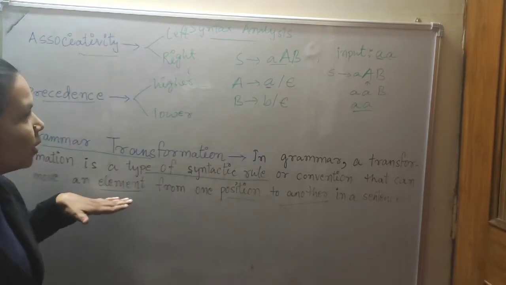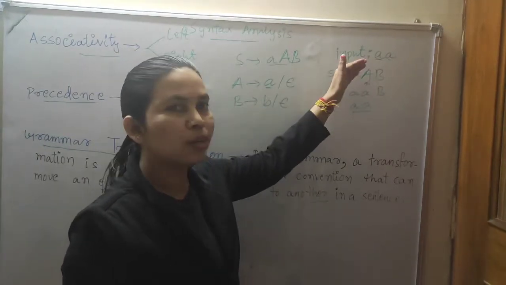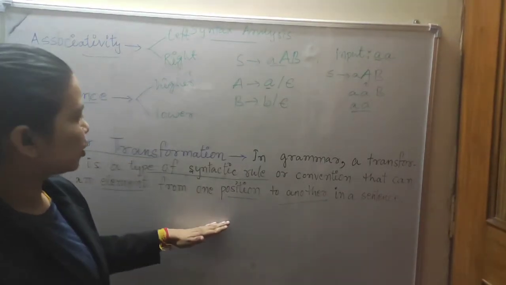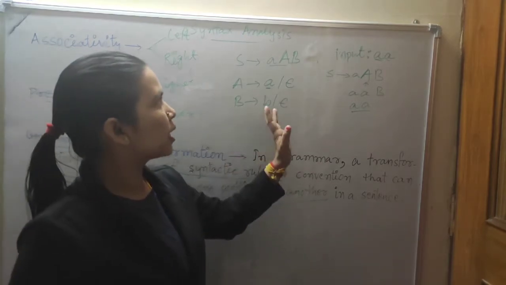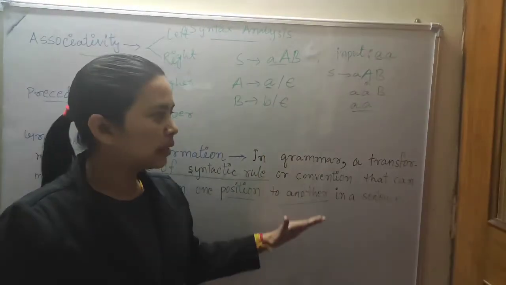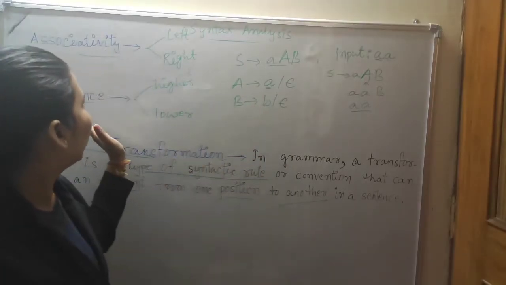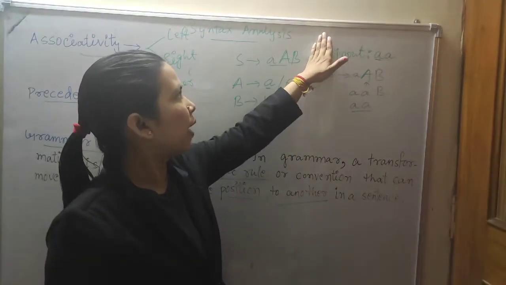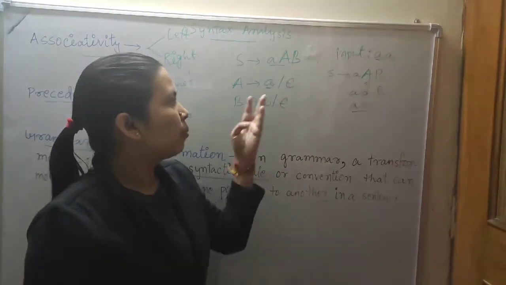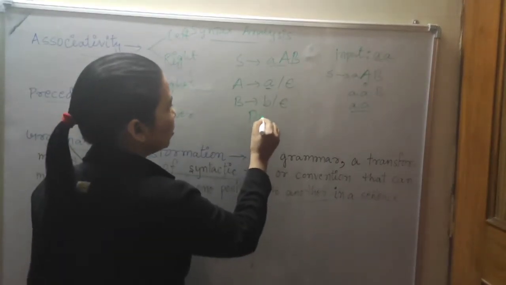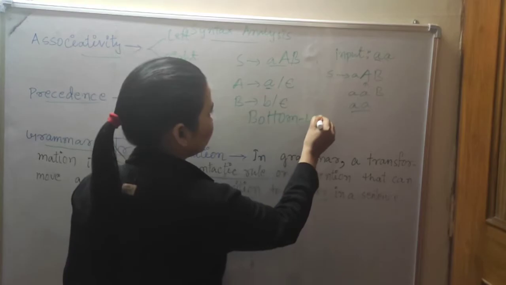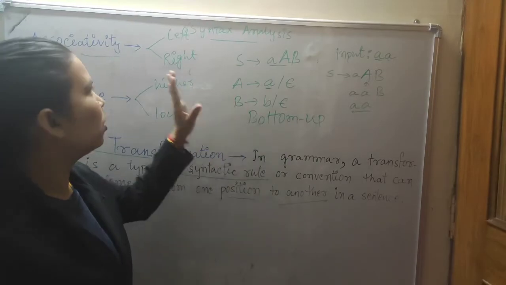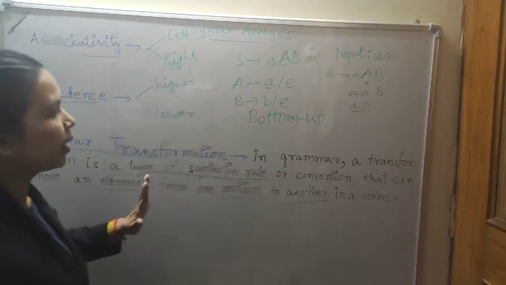Whenever we move elements from one position to another position in a sentence, it is called a grammar transformation. These are the topics left from syntax analysis. I didn't cover it, so that is why now I have completed syntax analysis from the UGC syllabus and exams. Okay, the syllabus is already covered, the bottom up parse tree, the top down parse tree, everything I have completed there. These parts were left, so that is why now I have completed it.